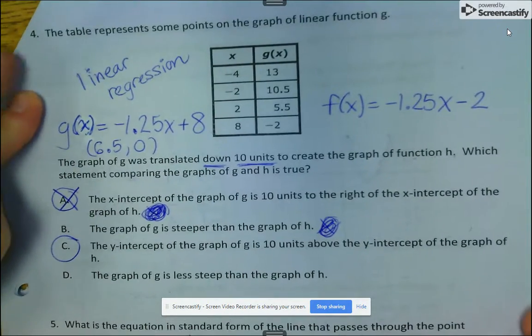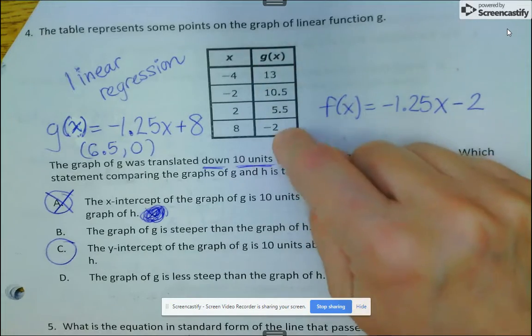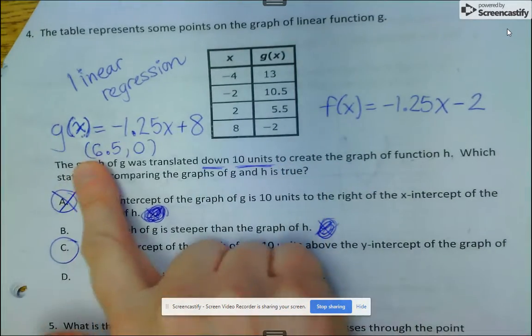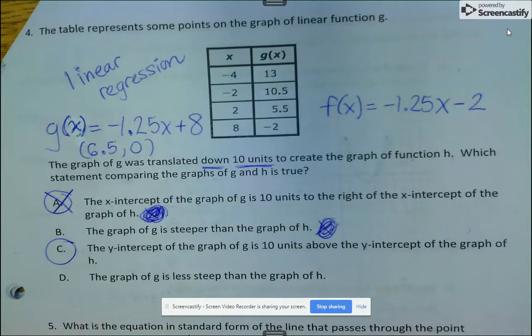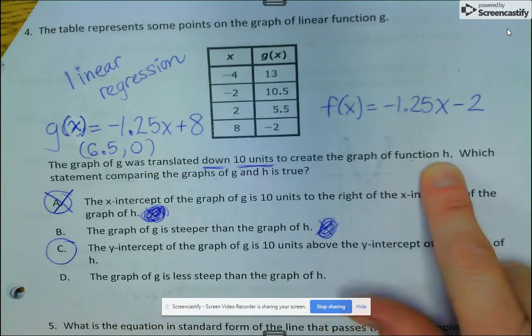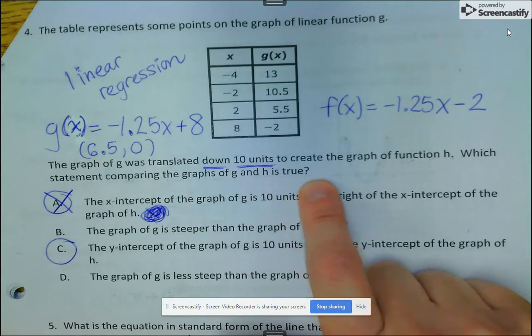Okay, so number 4, linear regression. That means you can put this data table into your calculator under the stat edit and then do stat calculate and get your equation. So it says the graph of G was translated 10 units down to create the graph of H. Which statement comparing the graphs of G and H is true?